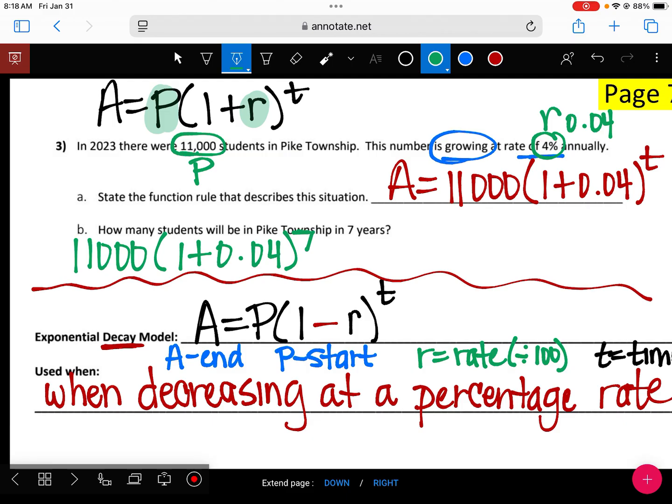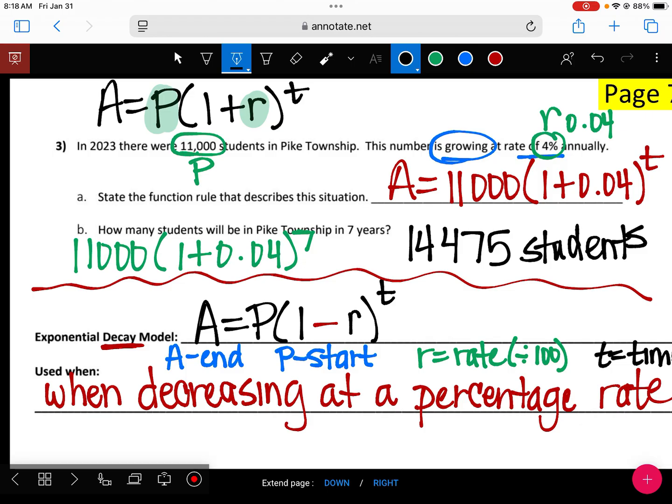Okay, so whenever we're talking about people, again, we don't include the numbers after the decimal. So if you typed it in correctly, this should be your answer. There will be 14,475 students. That's a 7 for T, because T is 7. Okay, so go ahead. This would be your final answer. Raise your hand if that's the answer you got.